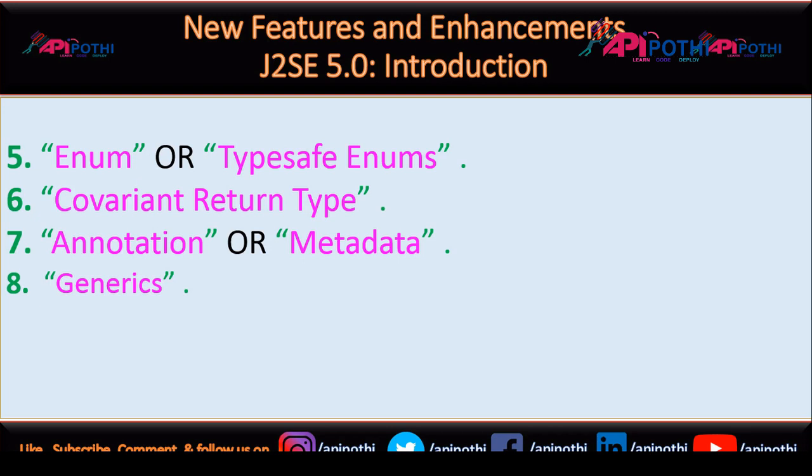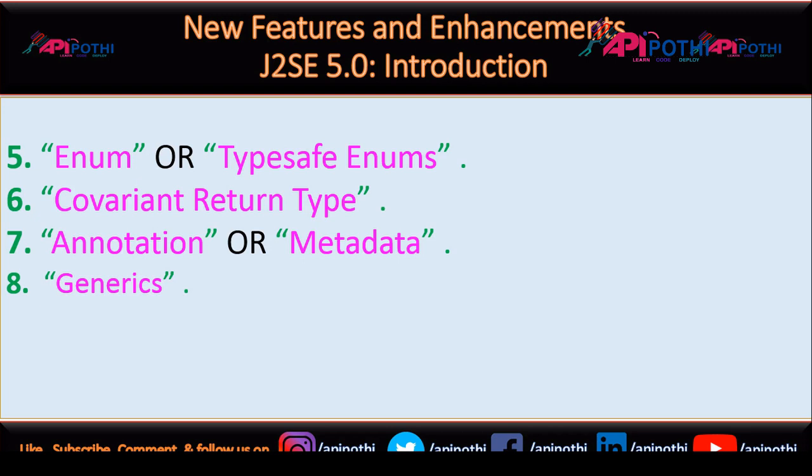Seventh done. Now the eighth is generics. This one is the last. There were many major enhancements that came as part of Java 1.5, but we use these eight things frequently, so that's why I have mentioned these eight. So the last is generics. Generics is also one of the best enhancements as part of Java 1.5.